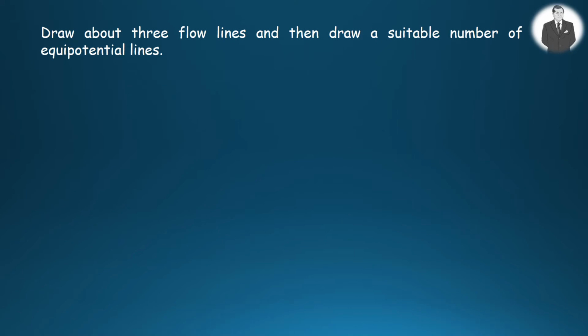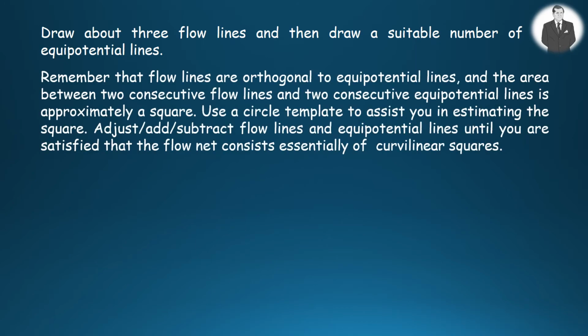Draw about 3 flow lines and then draw a suitable number of equipotential lines. Keep in mind that flow lines intersect equipotential lines at right angles, and the area between 2 consecutive flow lines and 2 successive equipotential lines is nearly a square. Use a circle template to assist you in determining the square. Modify, add, subtract flow lines and equipotential lines until you get curvilinear squares.